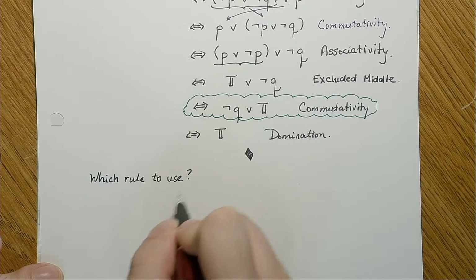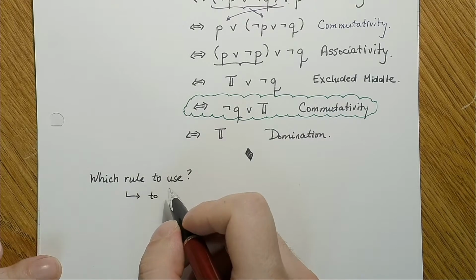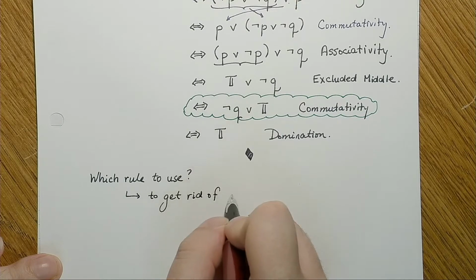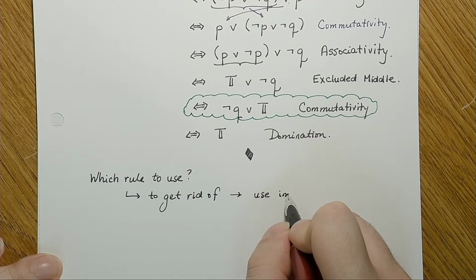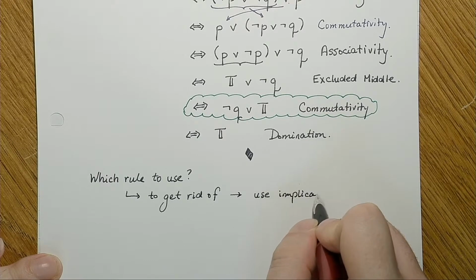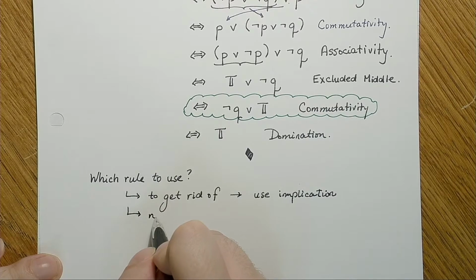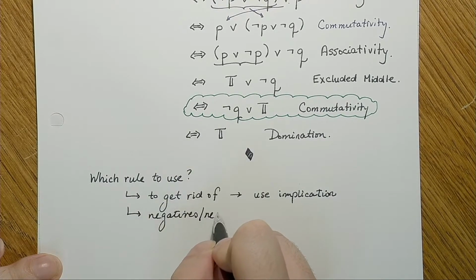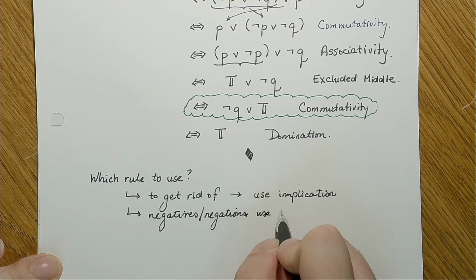Again, if there's implications, to get rid of the implications, use the implication rule. If there's some negatives or negations, use De Morgan.